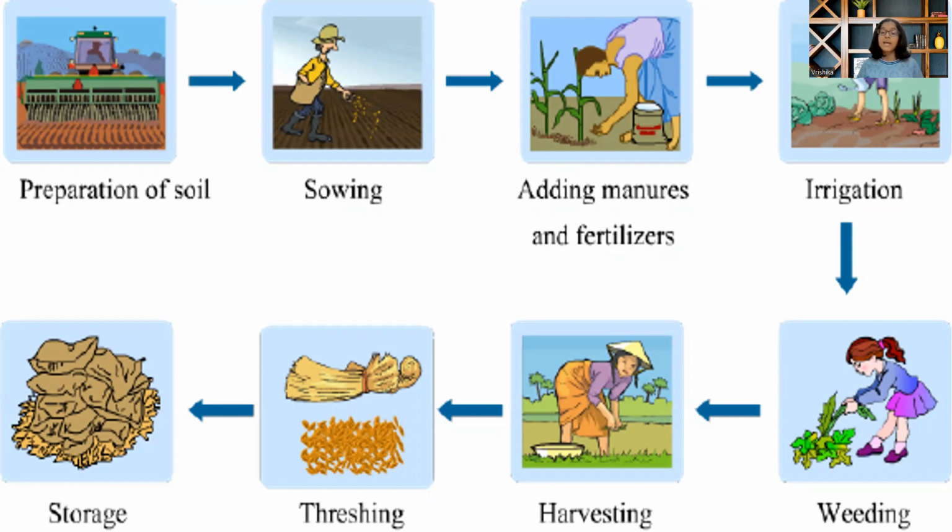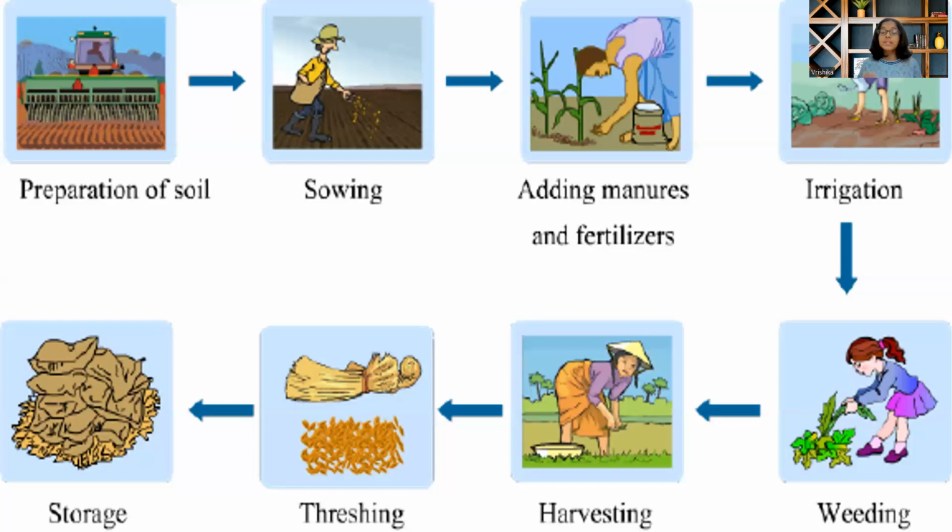The next step is adding manure and fertilizers. Adding manure and fertilizers makes the crop grow healthy and without any infection or any disease. The next part is irrigation. Irrigation means giving water to the plants in an adequate amount. Weeding. Weeding is done to protect the plants from any unwanted other plants.